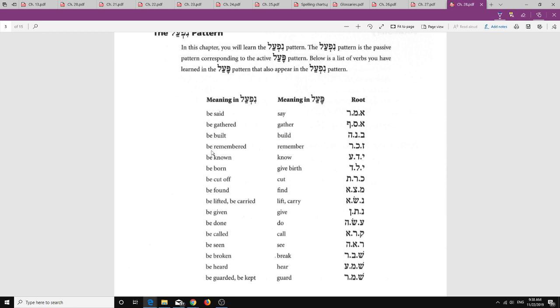We have gather, and in the niphal this would be gathered. Build, be built. Remember, be remembered. Know, be known. Give birth, be born. So you can kind of see you're basically adding a helping verb, a to-be verb, to make this passive voice. Very similar to what we do in English. Well, of course this is exactly what we do in English.